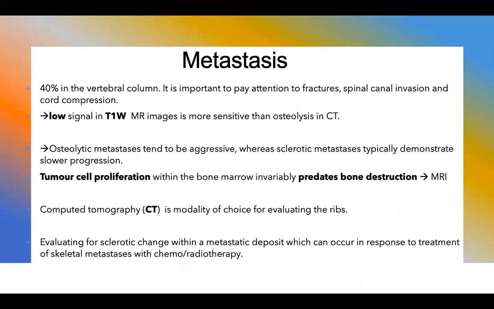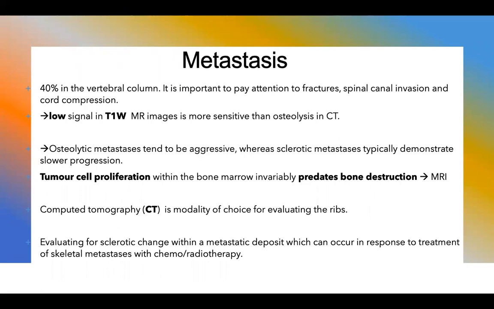So about metastasis, again, we say that low signal in T1 weighted images, and this is very important, is more sensitive than osteolysis in CT. Osteolytic metastases tend to be aggressive, whereas sclerotic metastasis usually demonstrate slower progression. Tumor cell proliferation within the bone marrow invariably predates bone destruction, so that's why MRI is so useful.